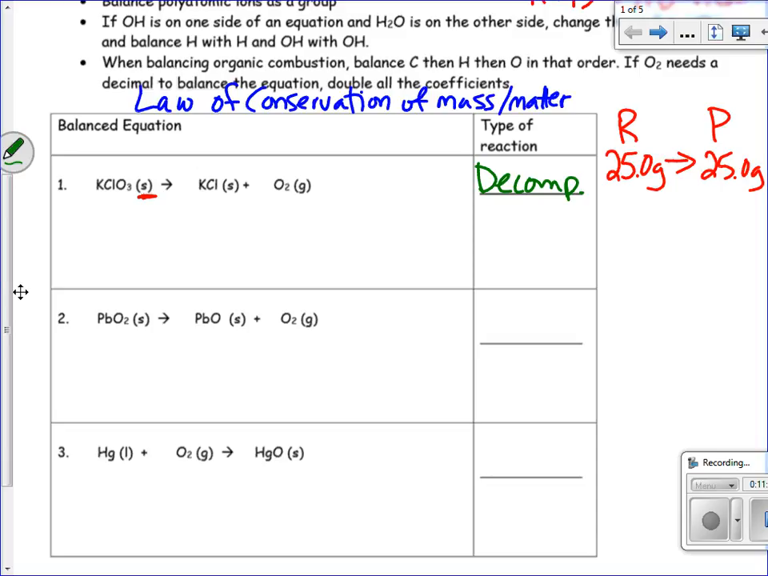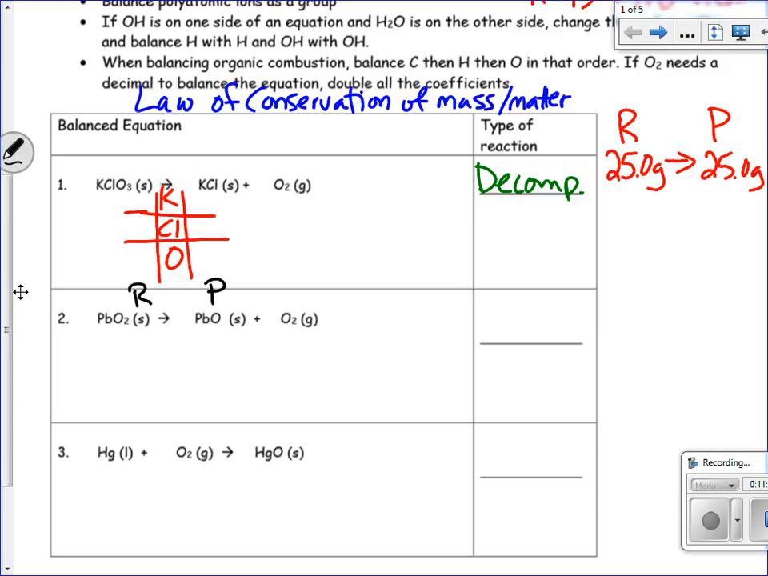Good. Now, what I do here, right around where the arrow is, I make a nice little tic-tac-toe board. And you make it for how many elements that you have in your reaction. So I have K, I have Cl, and I have O. Now this side, I'm going to tally up my amounts of reactants. Over here on the right, I'm going to tally up my numbers in my products. Okay? So I do my tallies first so I can figure out who's out of balance, who doesn't have the same amount.